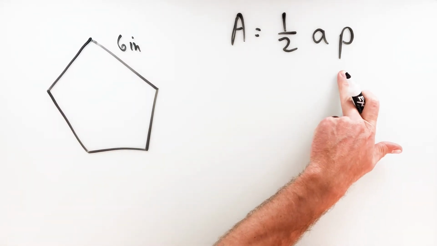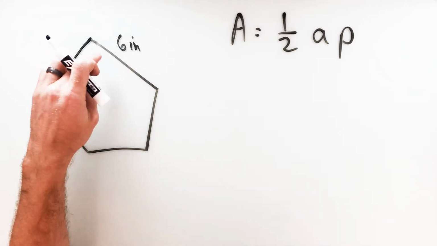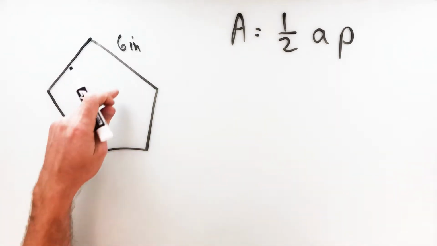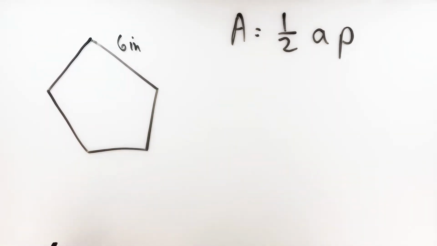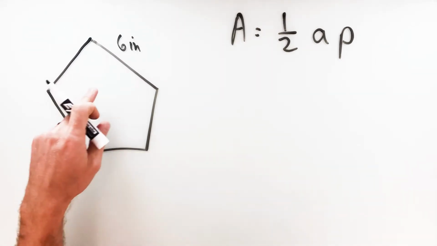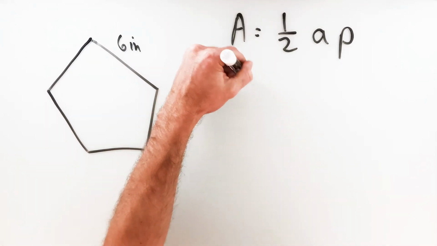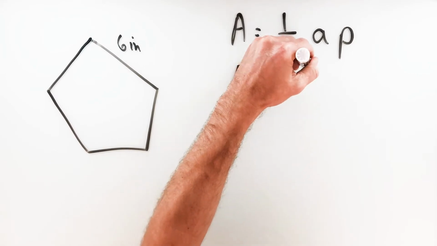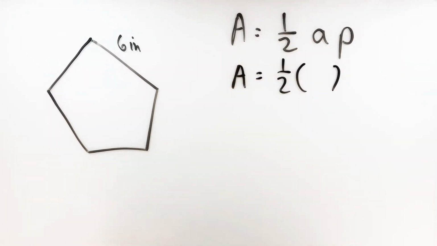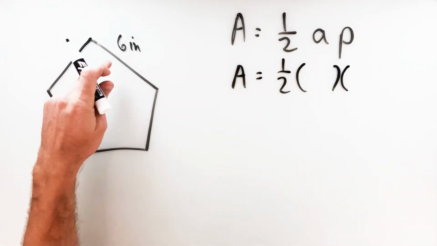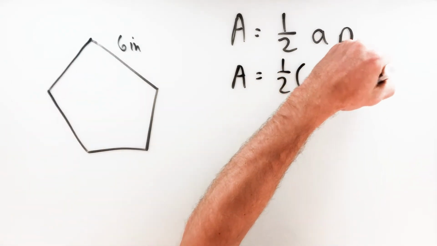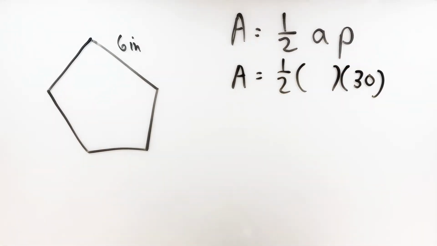Do I know the perimeter? Well, if I know one side, and since all the sides are the same in a regular polygon, I can just multiply that side by the number of sides. That gives me the perimeter. So if there's 5 sides and each side is length 6 inches, 5 times 6 gives me the perimeter, and that's 30. So I'm going to start building my formula here. 1/2 apothem, I'm going to leave that blank for a second because I don't know what that is. And then the perimeter is 30 inches. So 1/2 apothem times perimeter, which is 30.